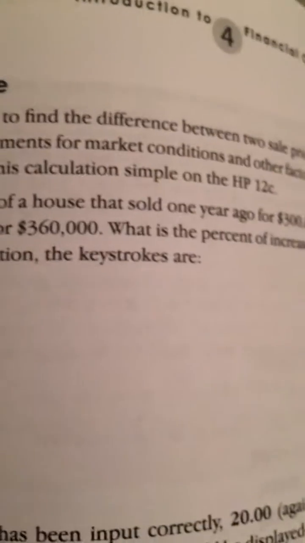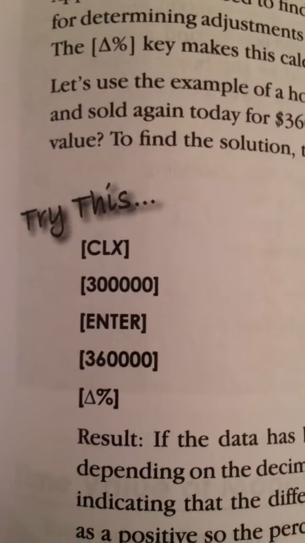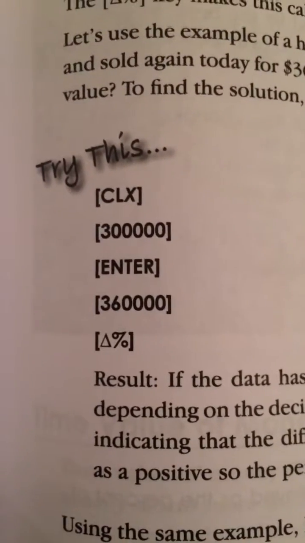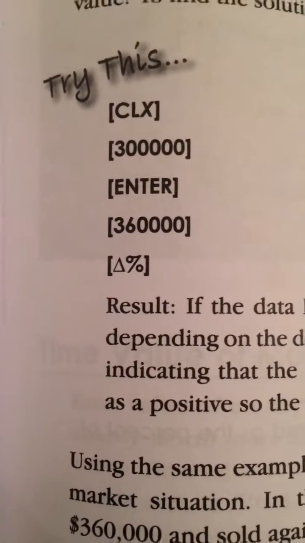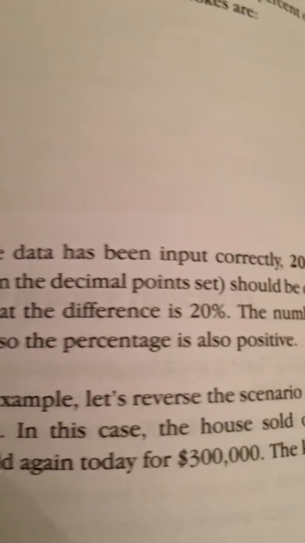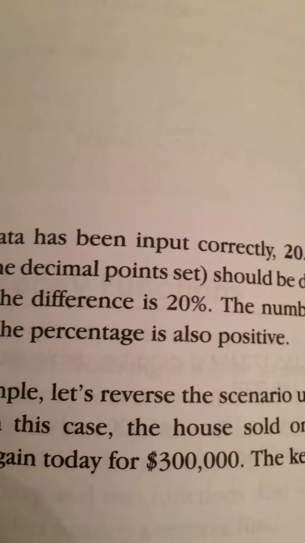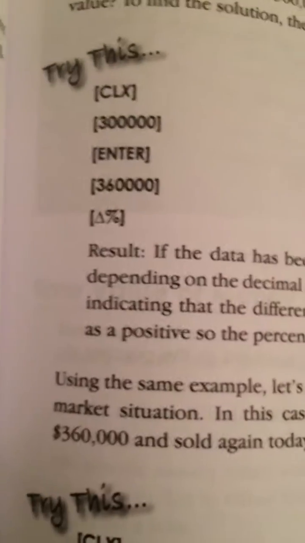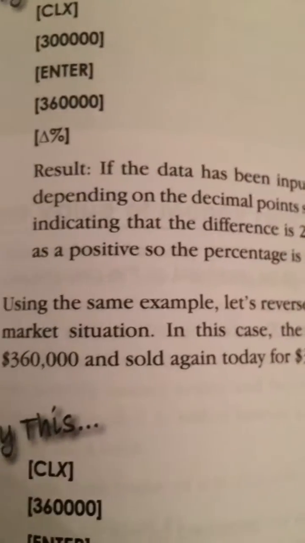To find the solution, the keystrokes are, try this, CLX, 300,000, enter, 360,000, triangle percent button. Result, if the data has been input correctly, 20.00, again depending on the decimal point set, should be displayed, indicating that the difference is 20%. The number appears as a positive, so the percentage is also positive.